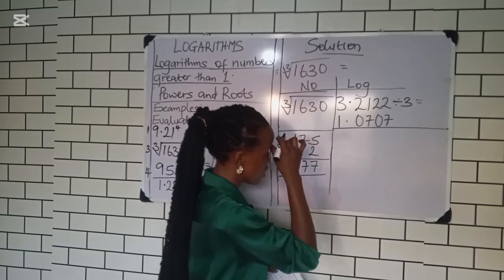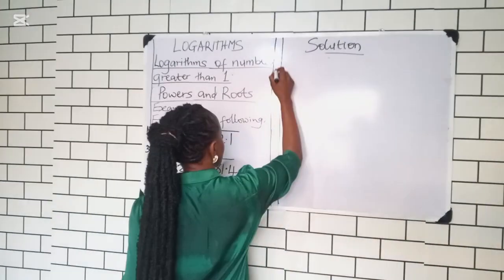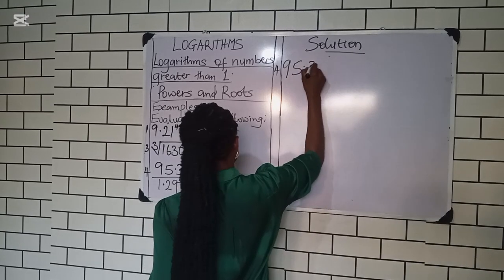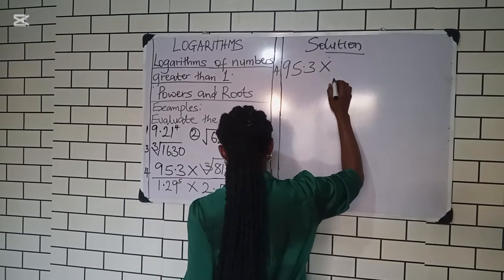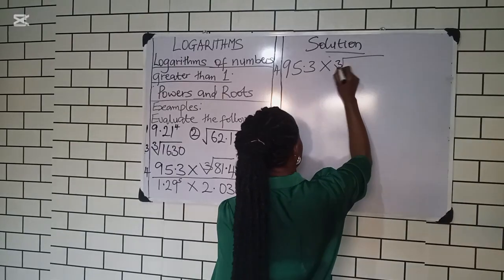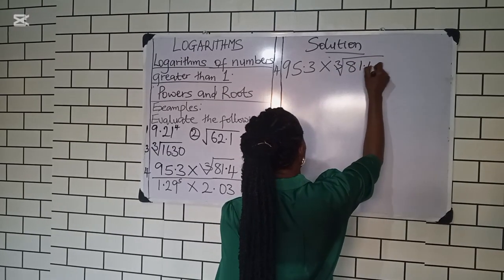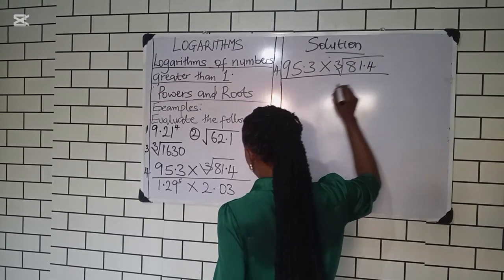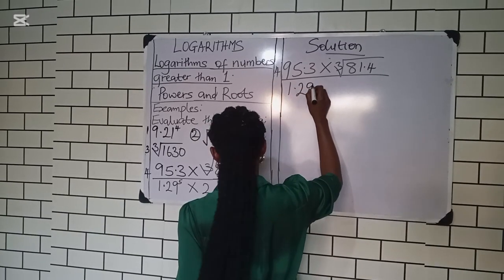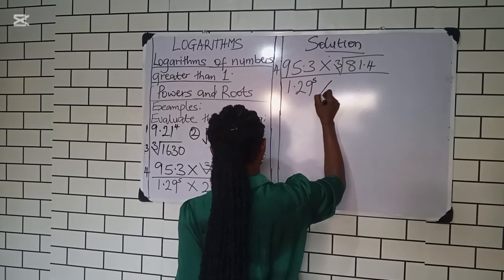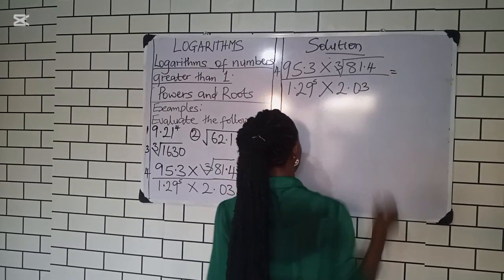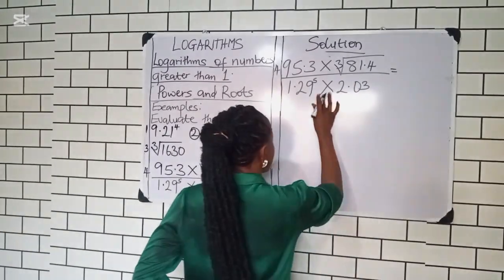Number 4, we have 95.3 times cube root of 81.4, all over 1.29 raised to power 5 times 2.03 is equals to.